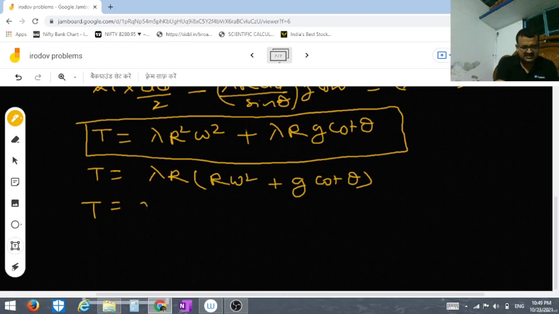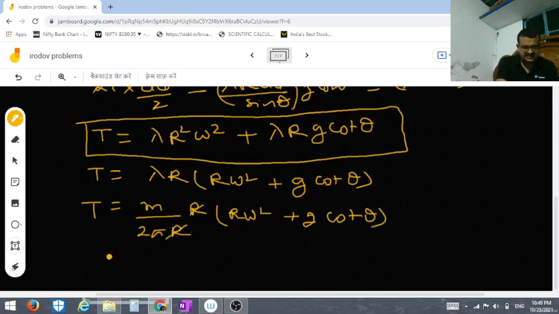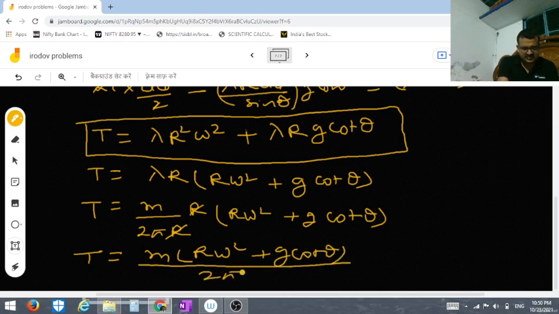lambda can be written as mass divided by 2 pi r into r in the bracket, r omega square plus g cot theta. You know this r will be cancelled and we will have tension T equal to m into r omega square plus g cot theta divided by 2 pi. So that is the answer, that will be the tension in the chain.